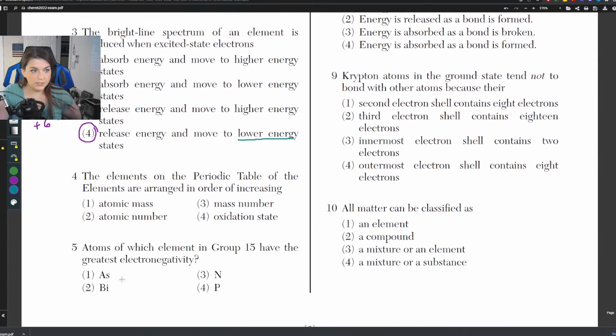Number 4, the elements on the periodic table of elements are arranged in order of increasing atomic number. It used to be atomic mass, and that is how Mendeleev originally organized the periodic table. Mass number is not on the periodic table. An oxidation state, you can look at the periodic table. It kind of increases, but then it decreases.